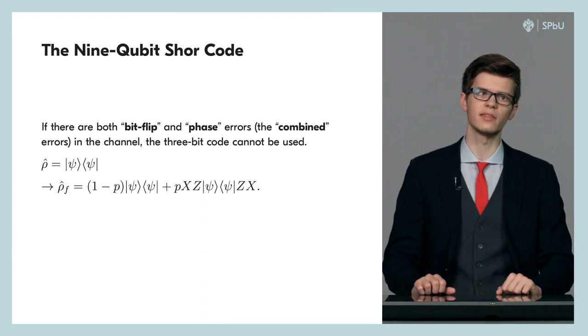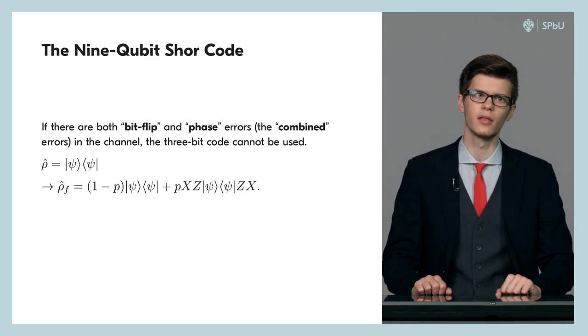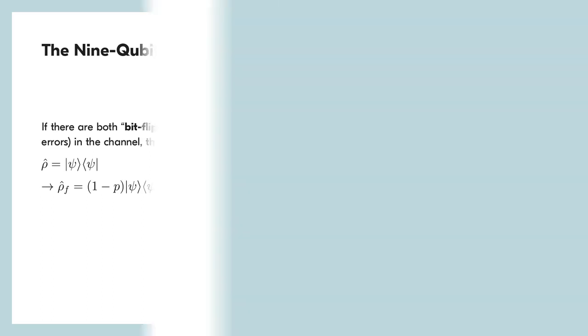On the slide you can see the density matrix describing the state of a qubit interacting with the noisy information channel in which both error types occur. Again, the first term corresponds to the absence of errors with the probability of 1 minus p, and the second term corresponds to the combined errors occurrence with the probability of p. It is clear that the 3-qubit code is not enough for such a type of errors.